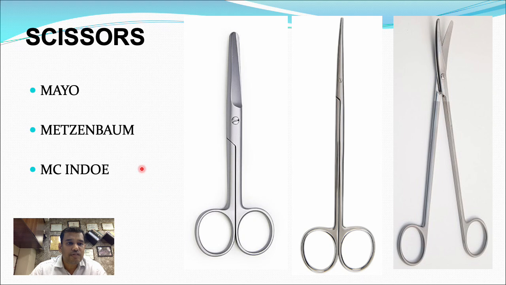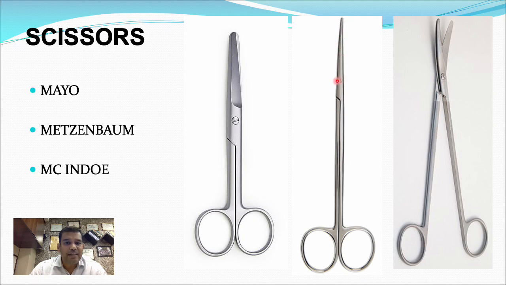How do you differentiate? Mayo scissors is basically for cutting thick tissue or cutting sutures. These are very thick scissors. You can appreciate the blade is very thick as compared to the Metzenbaum and Makendo scissors, which are very slender, very sleek scissors. Mayo scissors is used to cut fascia, tubings, meshes, and sutures. This is Metzenbaum, very slim scissors.